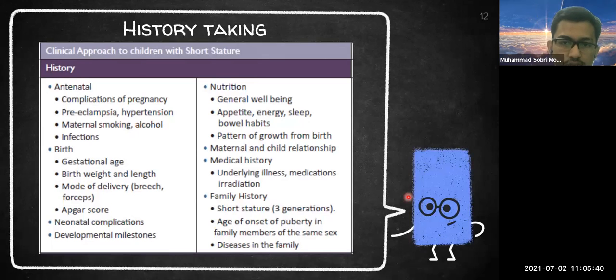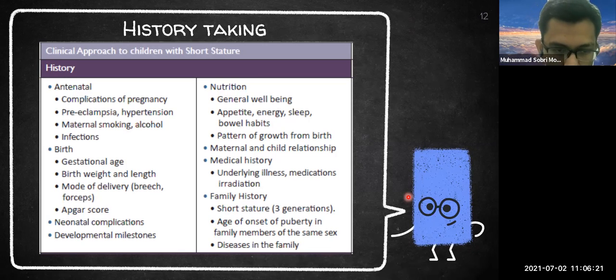So next is about the history taking. I take this from the pediatric protocol, in which we have to inquire about the antenatal history, on whether there is a complication of pregnancy, preeclampsia, hypertension, and about the mother, whether she's a smoker or taking alcohol, and any infection during the pregnancy. Also the birth, about the gestational age, birth weight and length, also about the delivery and the use of forceps. It can give some idea of what the patient might be having. And also the Apgar score.